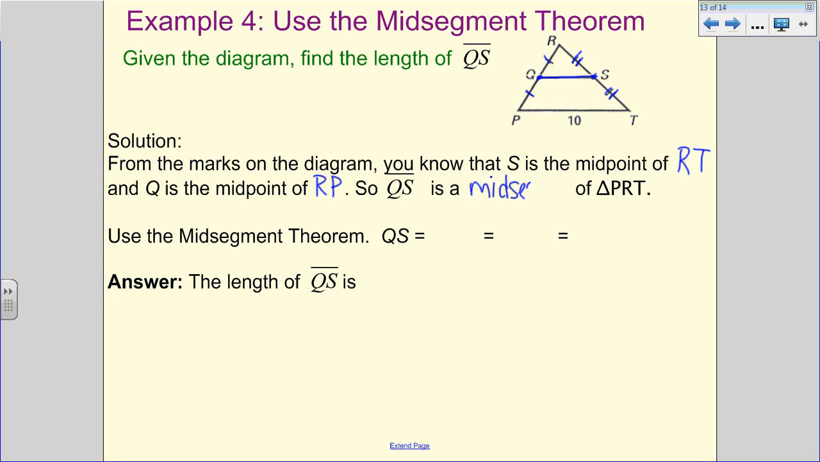a midsegment of triangle PRT. So if we have the midsegment, then QS is equal to, so we're going back, we're trying to find this QS. QS is equal to 1/2 of its parallel side, the third side, PT, the side it doesn't intersect, which means we're going to take 1/2 times 10, which is 5. So the length of QS is 5 units.